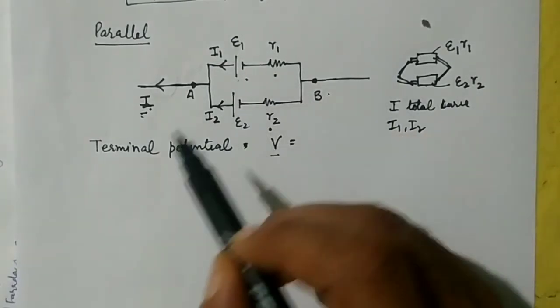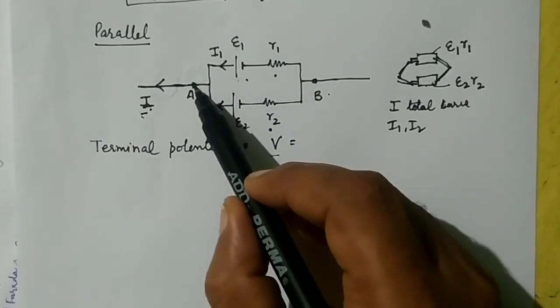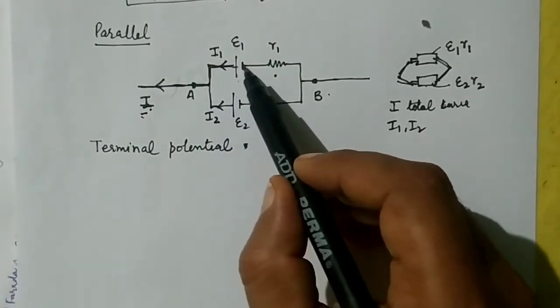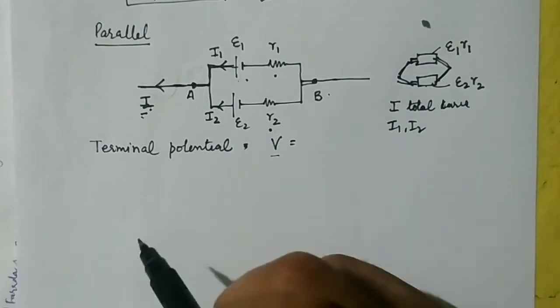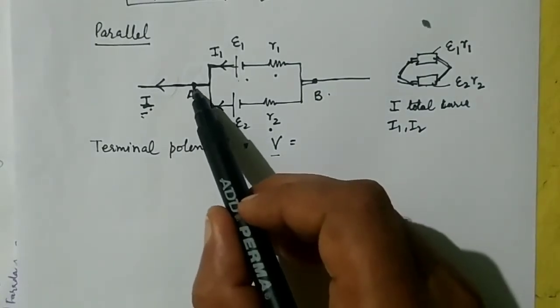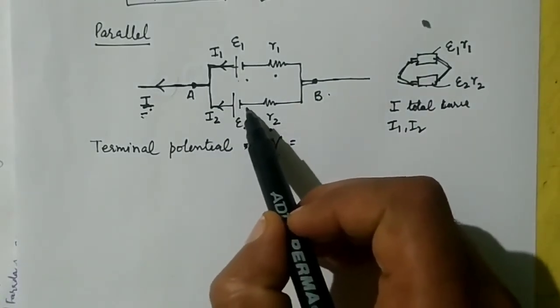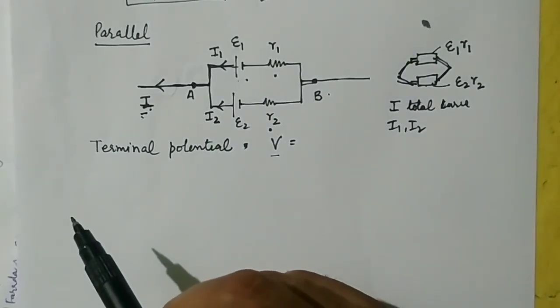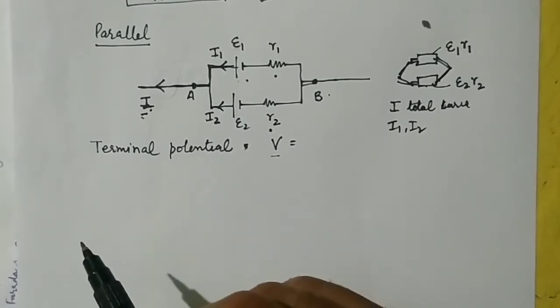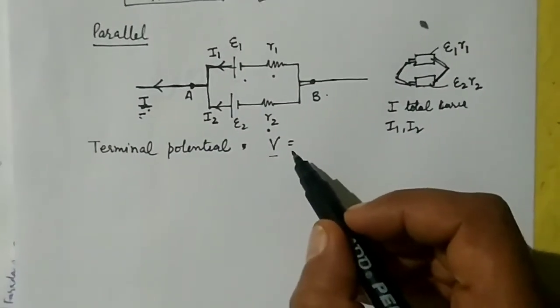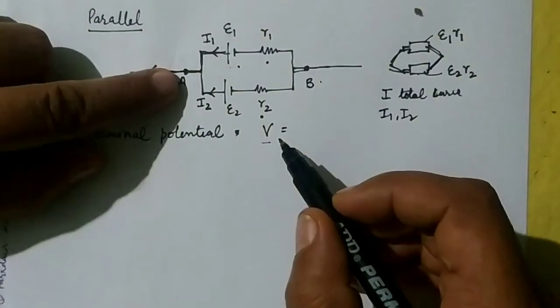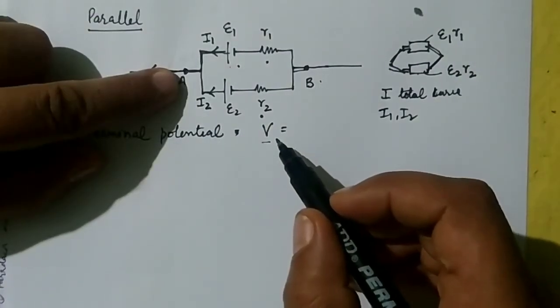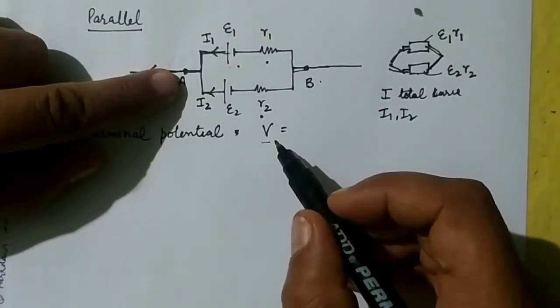So there are two ways to calculate terminal potential: from A to E1 and R1 and then B, and the second is A to E2, R2 and then B. So there are two ways of finding the terminal potential. Let us take the first one. The rule is the same: moving from A to B, if electric potential is generated then it is positive, and when it is consumed it is taken as negative.